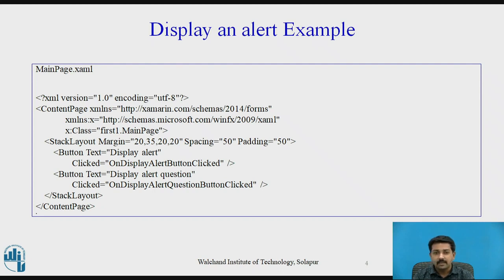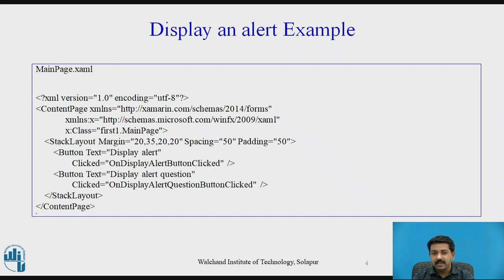Then we have a button. Button is one of the UI elements. Button has different properties like text, horizontal option, vertical option, text color, font attribute, and so on. One of the important properties of the button is click. This click property refers to the click event, and here the value of click is OnDisplayAlertButtonClick.